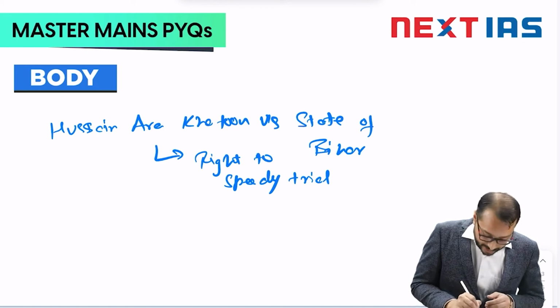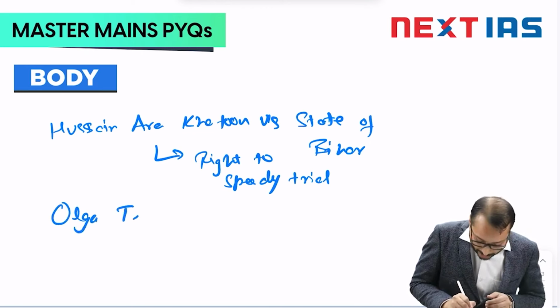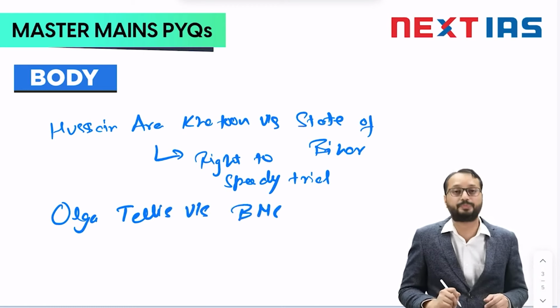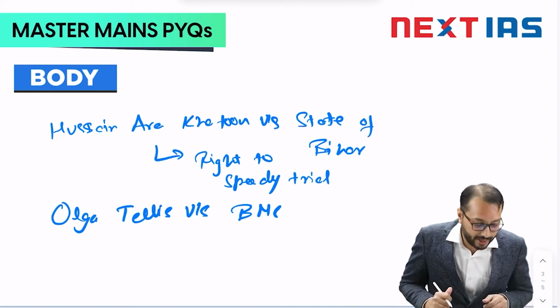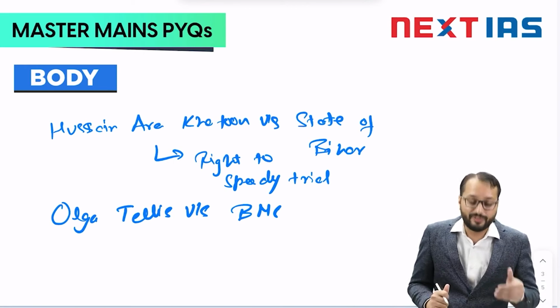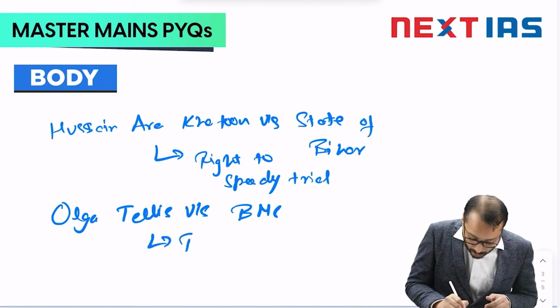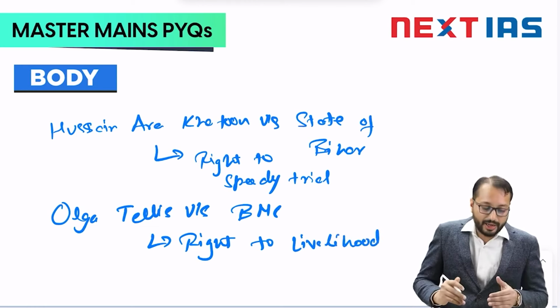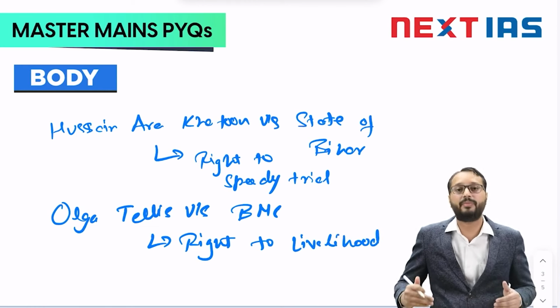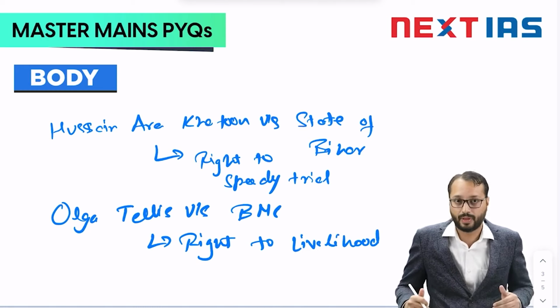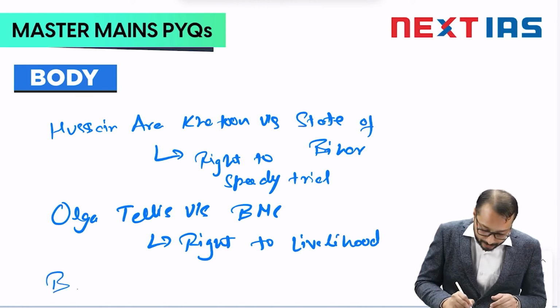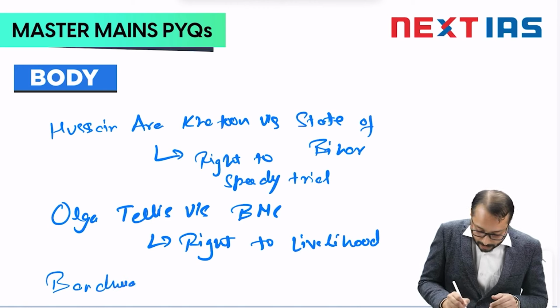Right. The next important case is Olga Tellis versus Bombay Municipal Corporation, BMC. Right. So this particular judgment again included right to livelihood as an important component of fundamental right under Article 21. Right. The next important case that you can quote here is Bandhua Mukti Morcha.